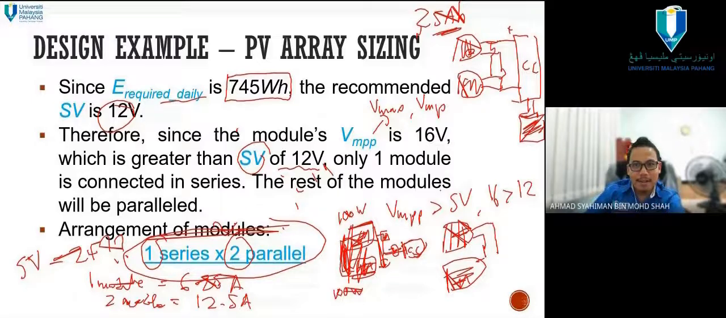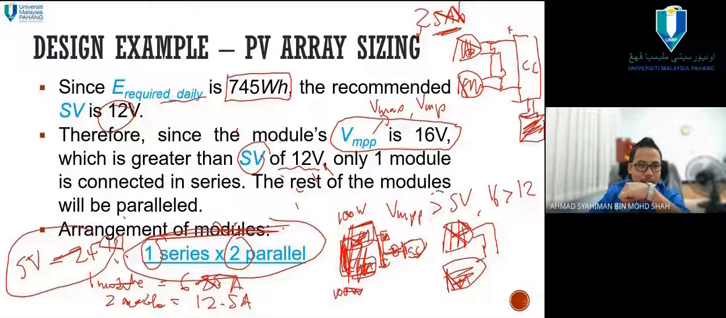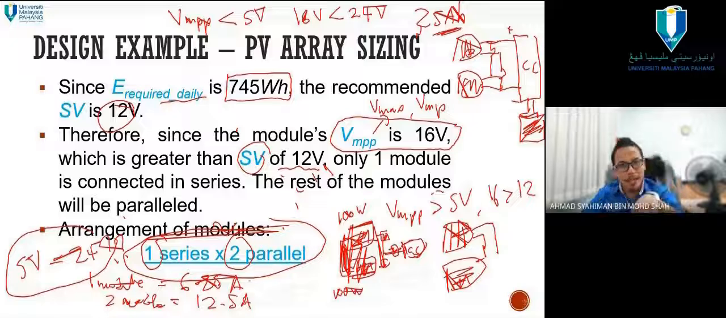Okay, you need to listen very carefully. For this case, our VMPP for our module is 16 volt. And then I changed the question. I said that our system voltage is 24 volt. From here, it means that our VMPP is smaller than the system voltage, right? 16 volt is smaller than 24 volt. Is this connection still valid?